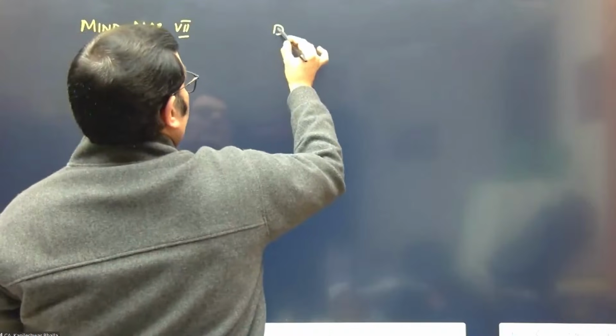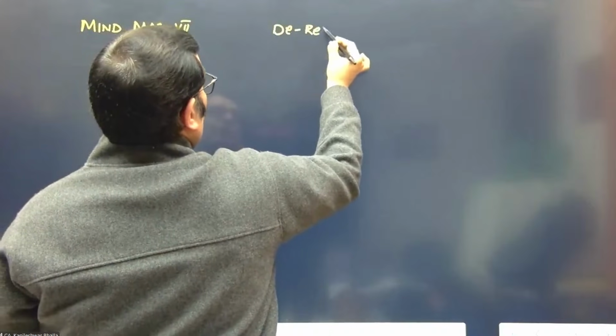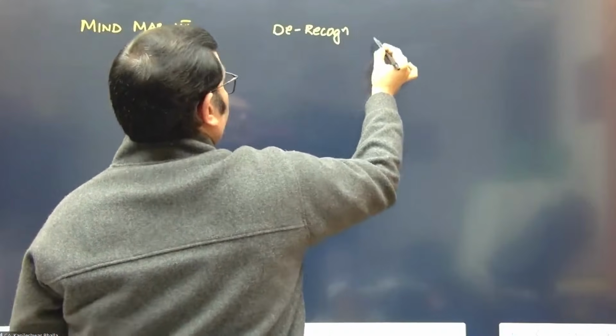So let's go to the next mind map. And what is the number now? 7, right? Yes, sir. Okay, great. So we are on mind map number 7, that is on the derecognition of financial liabilities.